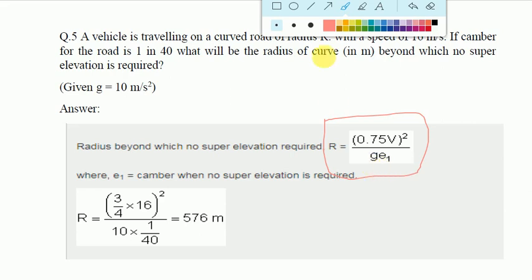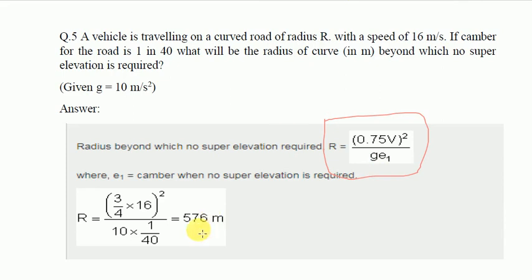In this formula, if we put all the values given here, speed is given as 16 meter per second. In this formula we put speed in meter per second itself, and camber e1 is given as 1 in 40. Here it is. g is to be taken as 10 meter per second square. If we calculate this, we will find that R will be equal to 576 meters. So the answer will be 576 meters.